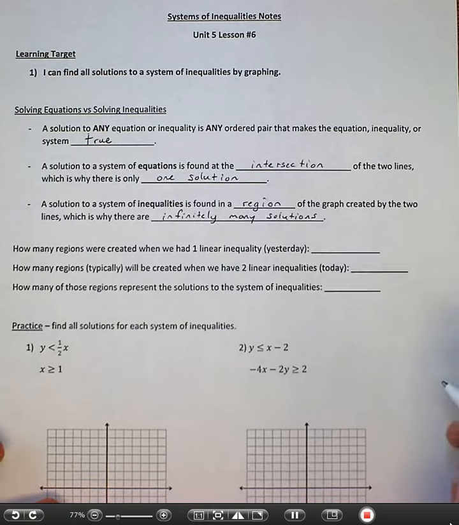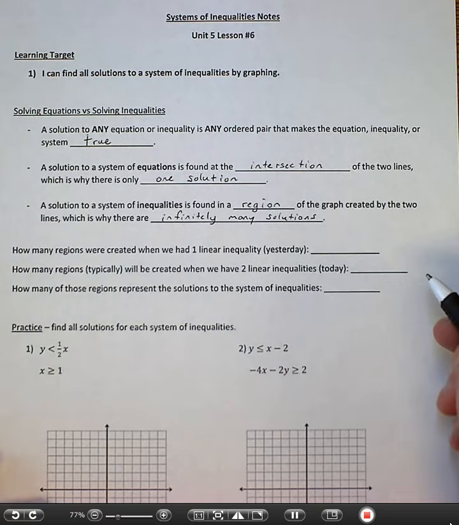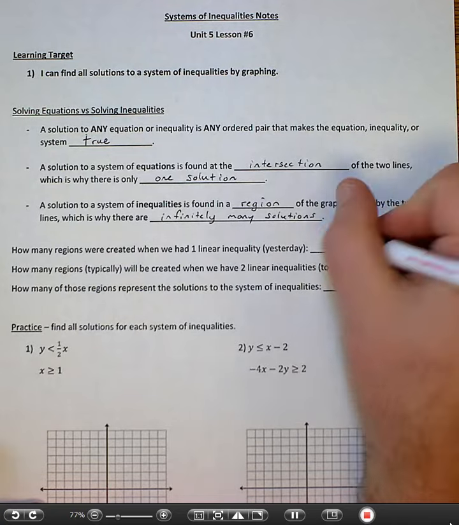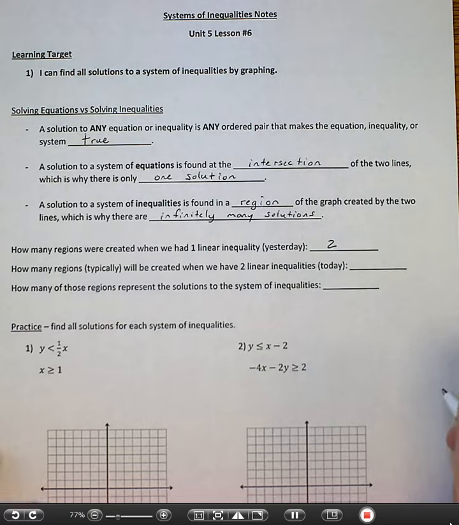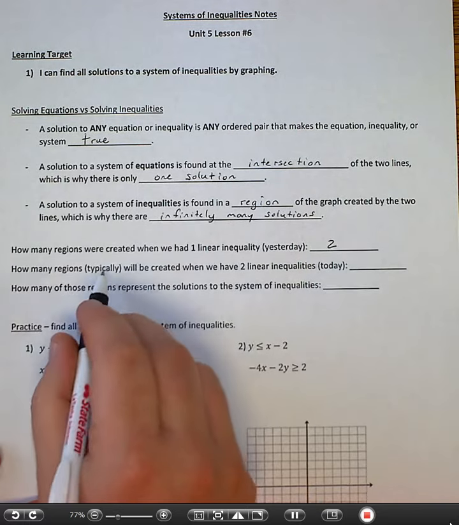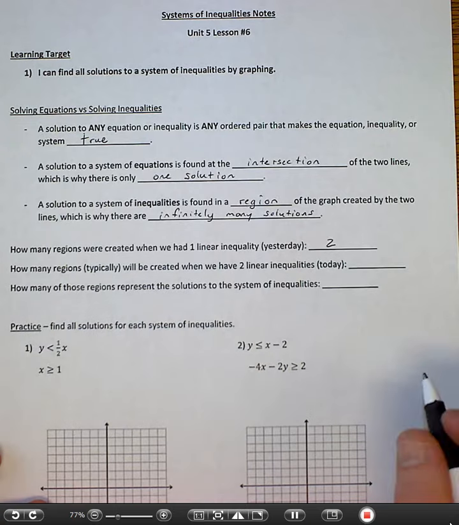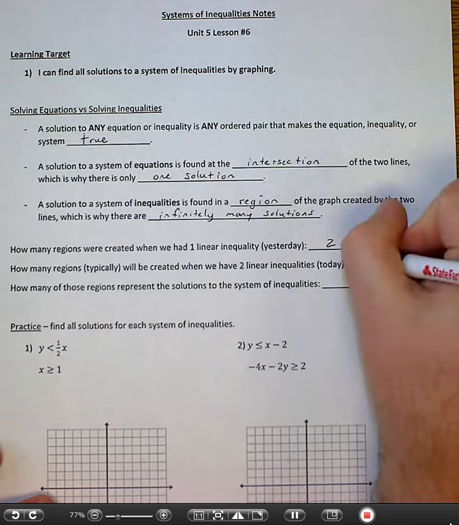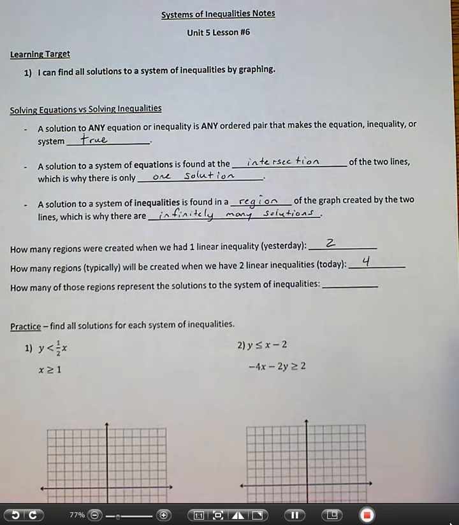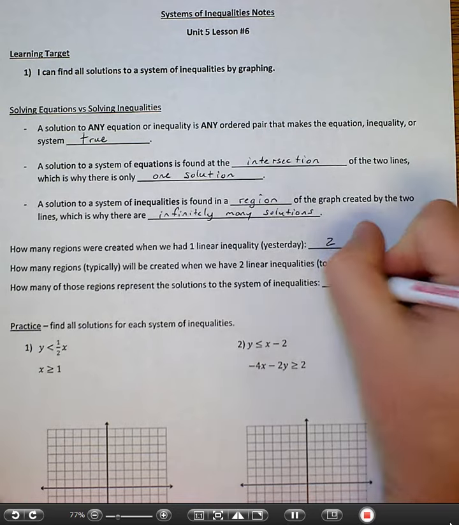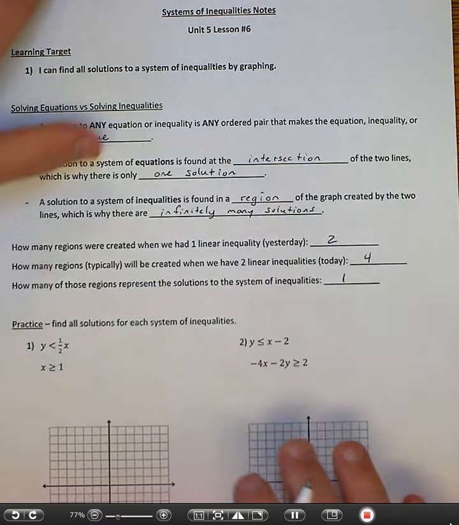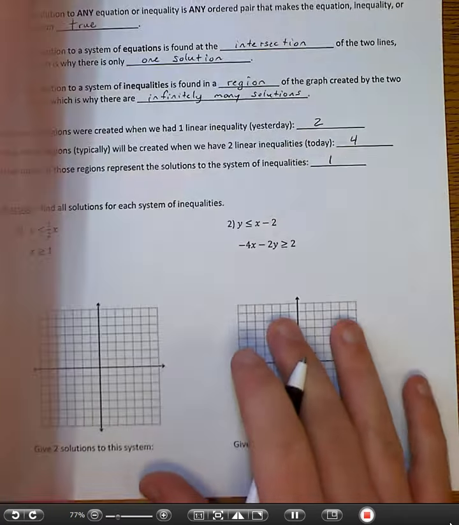Okay? So, how many regions were created when we had one linear inequality? That was what we did with the last lesson. That made two regions, right? How many regions, and I'm going to say typically because there are exceptions to this, will be created when we have two linear inequalities, which is what we're doing today? Well, if each line makes two regions, I'm going to be getting a total of 4 regions. How many of those regions represent the solutions to the system of inequalities? One of them. So one of the 4 regions is going to represent my solutions. And I'm going to try and use a couple different colors to show you what's going on here.